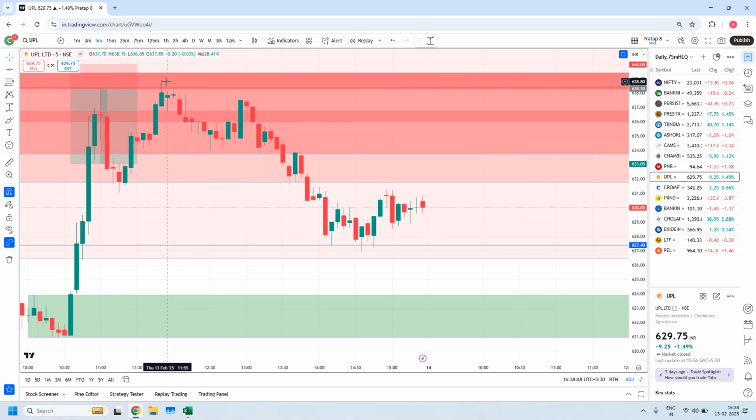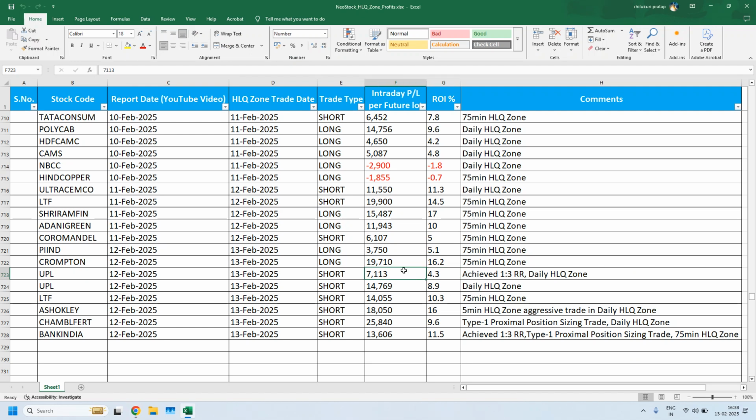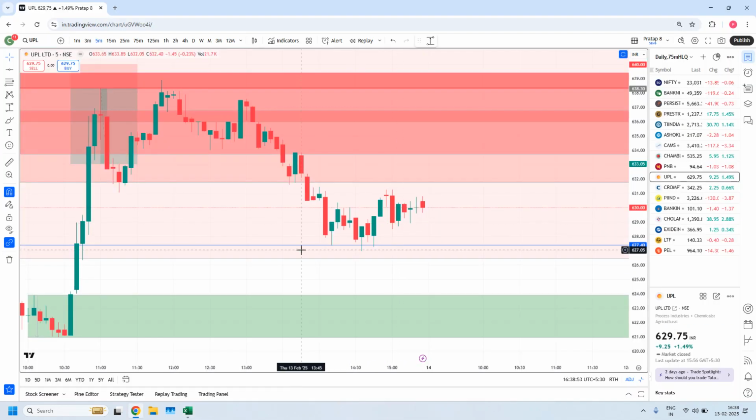You already got 7,100 rupees profit. Even if you lose 1,100 or 1,200, still you will get another 6,000 rupees profit. Right? So that's why when our first trade is successful, on the second trade take a bigger risk.